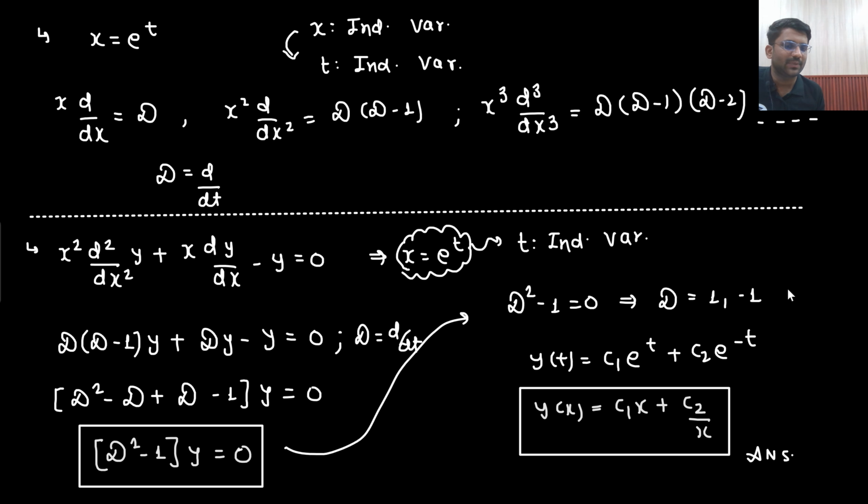That will come out to be, sir, d is plus minus 1. So c1 e to the power t plus c2 e to the power minus t. Why e to the power t? T is coming, sir. Why is that so? Because it is the case of x equals to e to the power t, where t is the independent variable now. When you are solving this equation, t is my independent variable. So if t is the independent variable, then this is the answer you are getting. In place of e to the power t, you will replace x, and this will become 1 by x. So this is the answer that you are getting.